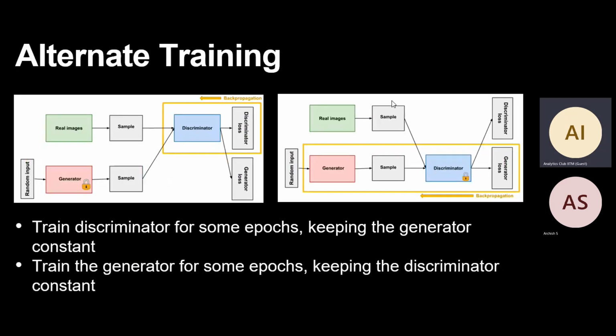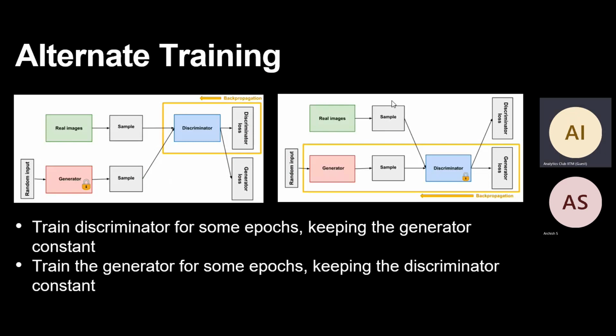Coming to how you train GANs, the way you train GANs is called alternate training. When you train the discriminator, you give it data from both the generator and the real images from your data set, and you train it to classify them as real and fake. When you train the discriminator, you don't train the generator, so all the parameters of the generator are kept constant. Then after you train your discriminator for a couple of epochs, you train your generator.